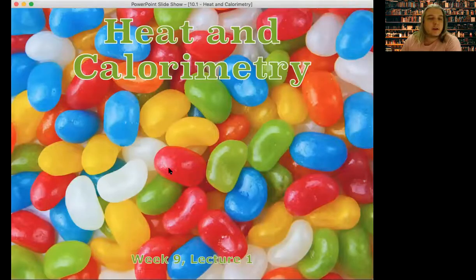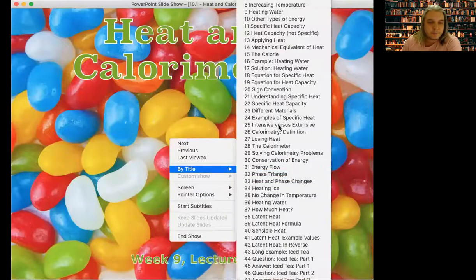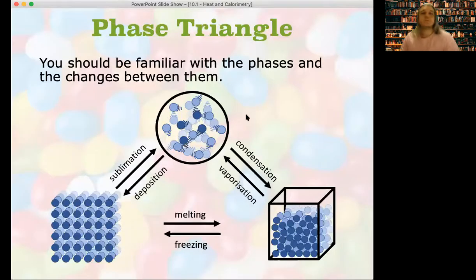Now we're going to continue on with our discussion of heat and calorimetry, but we're going to be looking at phase changes. So we'll go straight to the phase triangle. There we go. So we're looking at different phases now. You should all be familiar with this concept.